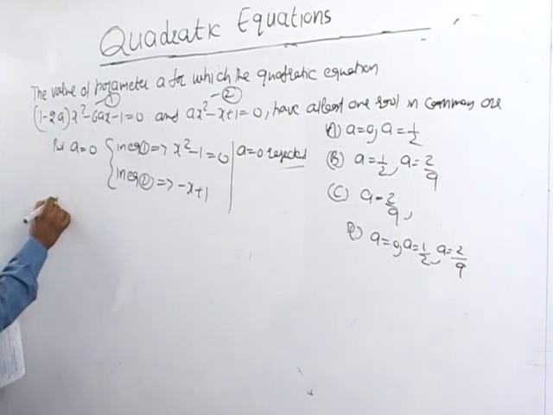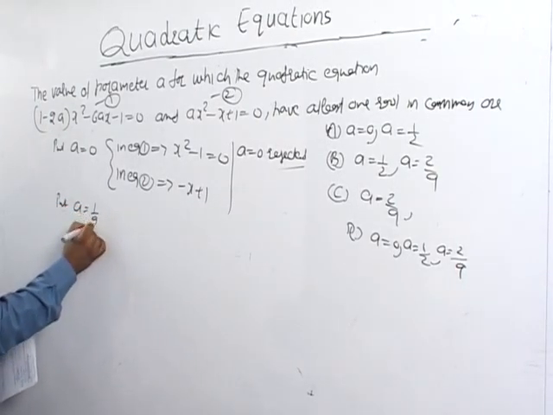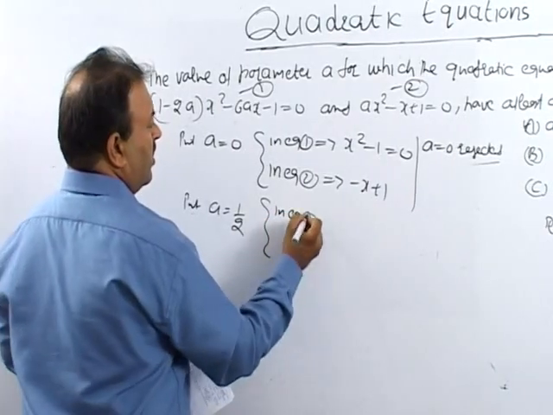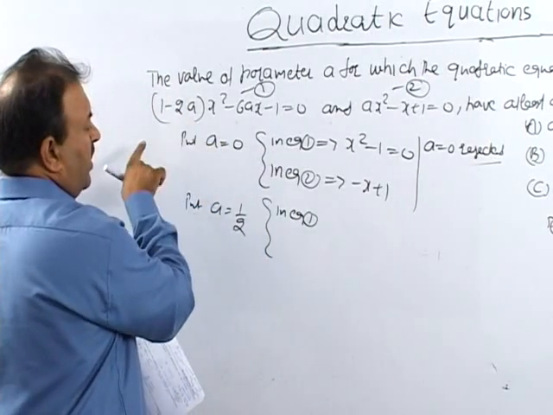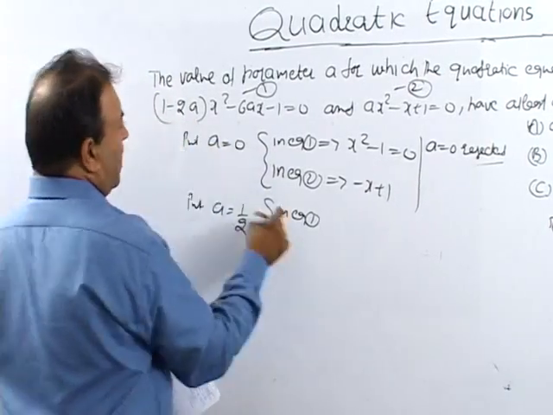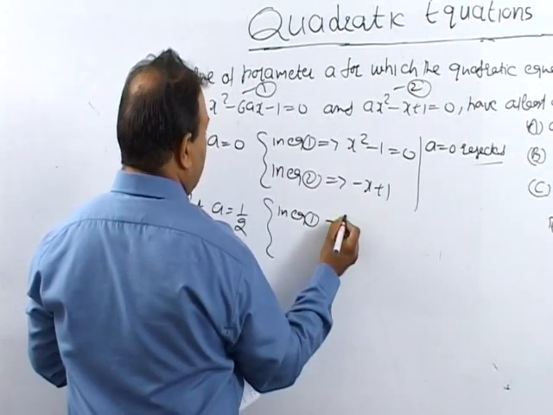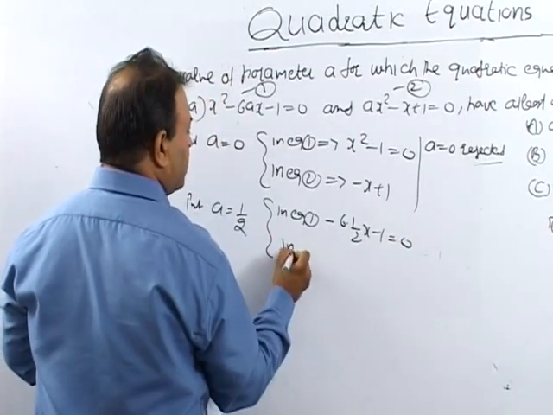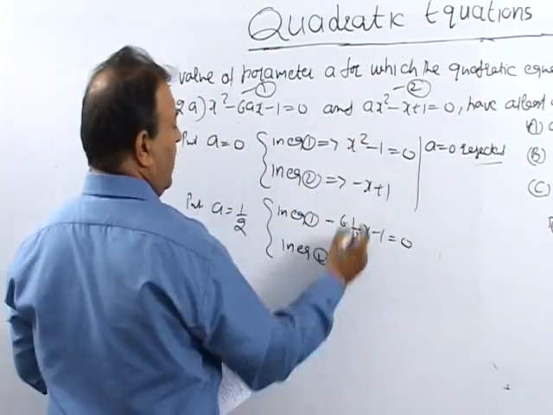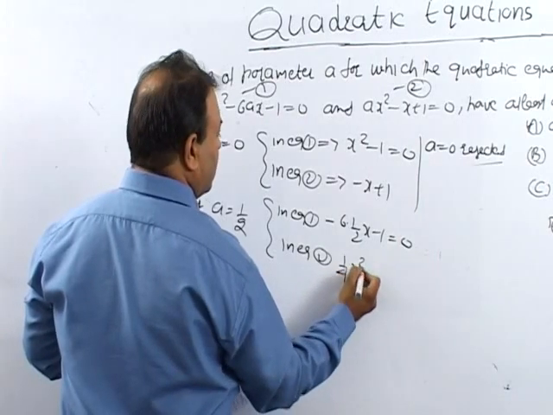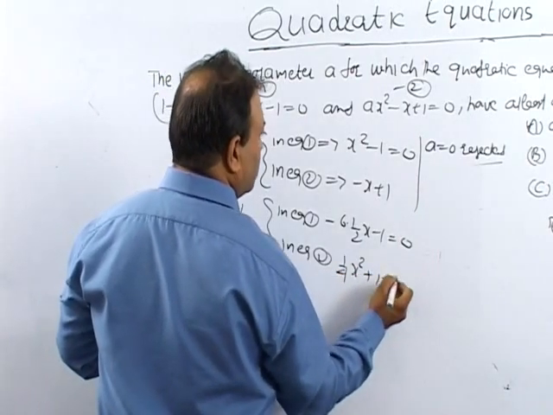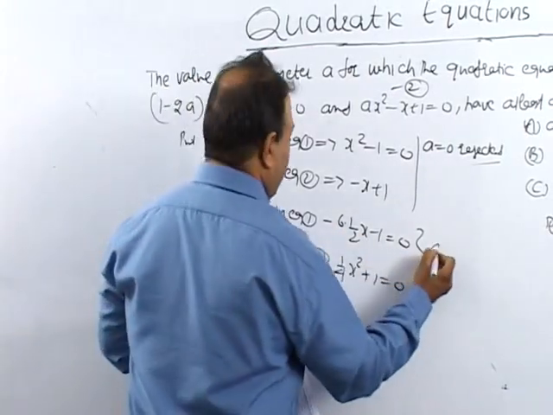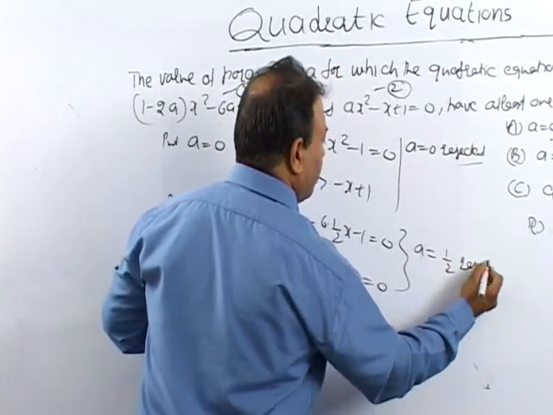Now we'll take up another case. The second point is A is 1 by 2. Put A is equal to 1 by 2 in equation number 1. We get 1 minus 1, which comes out to be 0, then minus 6 into 1 by 2 x minus 1 is equal to 0. And in equation number 2, it comes out to be 1 by 4 x square minus x plus 1 is equal to 0. Same problem, we got one of the linear equations. See here, A is equal to 1 by 2 is also rejected.